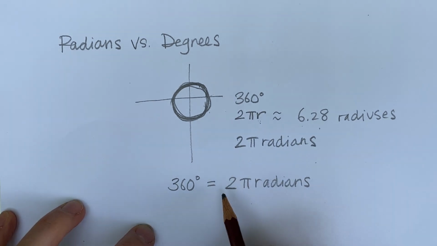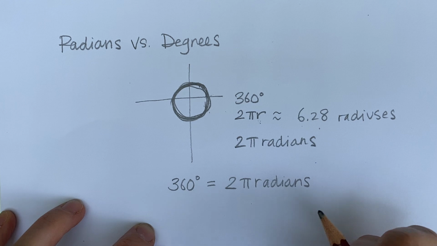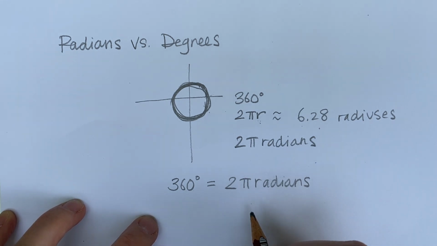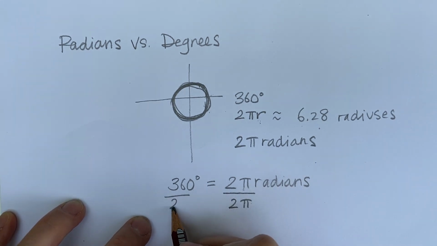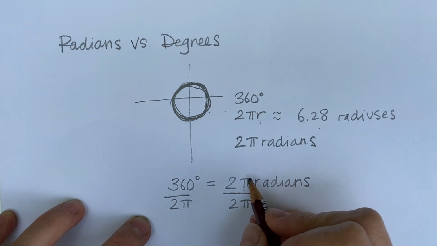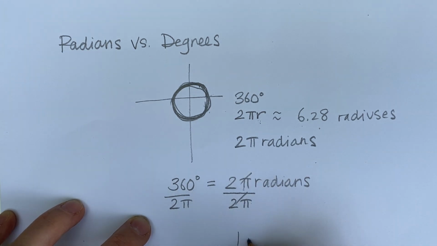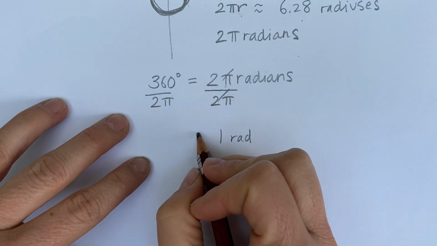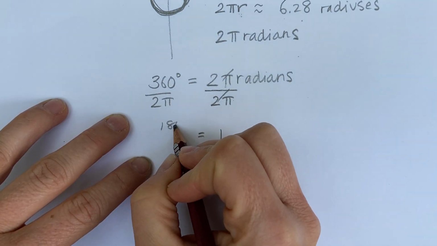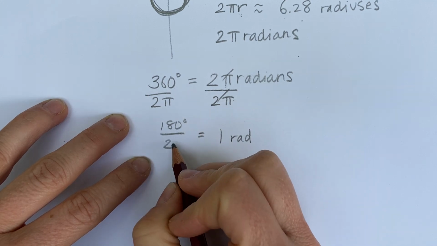So the next question is, well, how many degrees is 1 radian? And if we wanted to answer that question, we want to know what 1 radian is equal to. Let's solve this side of the equation for 1. Divide both sides by 2 pi. That's going to cancel. 1 radian, sometimes abbreviated rad or nothing at all, is 180 degrees divided by pi.